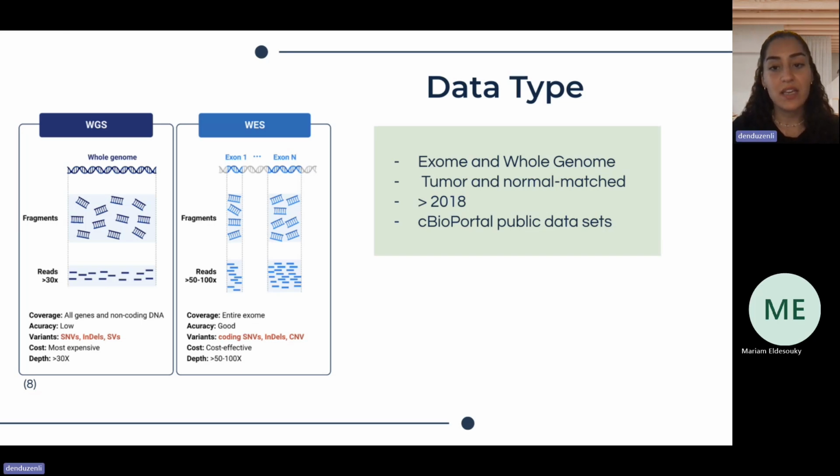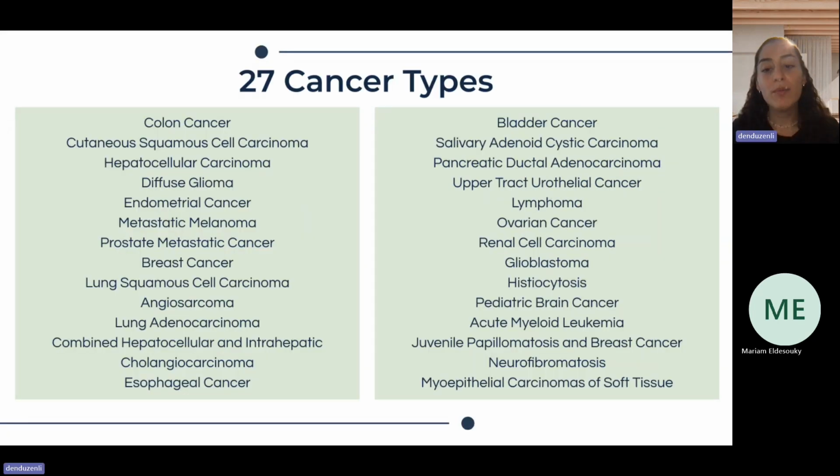All of this data is taken from 2019 to present year, and they were all extracted from the publicly available database cBioPortal. From all of the data sets that we used, we found a total of 27 different cancer types. So this list is in decreasing order of how many different genes these cancers were found in. At the top of the list, we have colon cancer. It was found in 41 different genes.